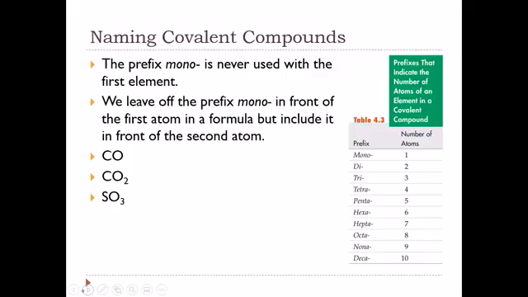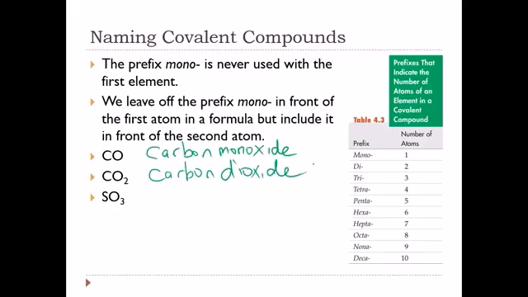The prefix mono is never used with the first element. We leave out the prefix mono in front of the first atom in the formula, but include it in front of the second atom. So this is carbon monoxide. This is carbon dioxide, sulfur trioxide.